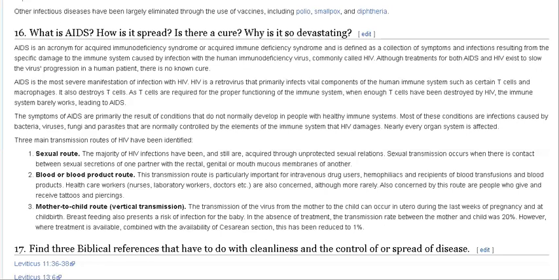Next, mother to child routes, vertical transmission. The transmission of the virus from the mother to the child can occur in utero during the last weeks of pregnancy and at childbirth. Breastfeeding also risks infection for the baby in the absence of treatment. The transmission rate between the mother and child was 20%. However, where treatment is available, combined with the accessibility of a cesarean section, which is a C-section, this has been reduced to 1%. So basically, before, the rate was much higher for a woman with HIV to have a child. It was very likely that in birth, with all the fluids going around, the child would get HIV too.